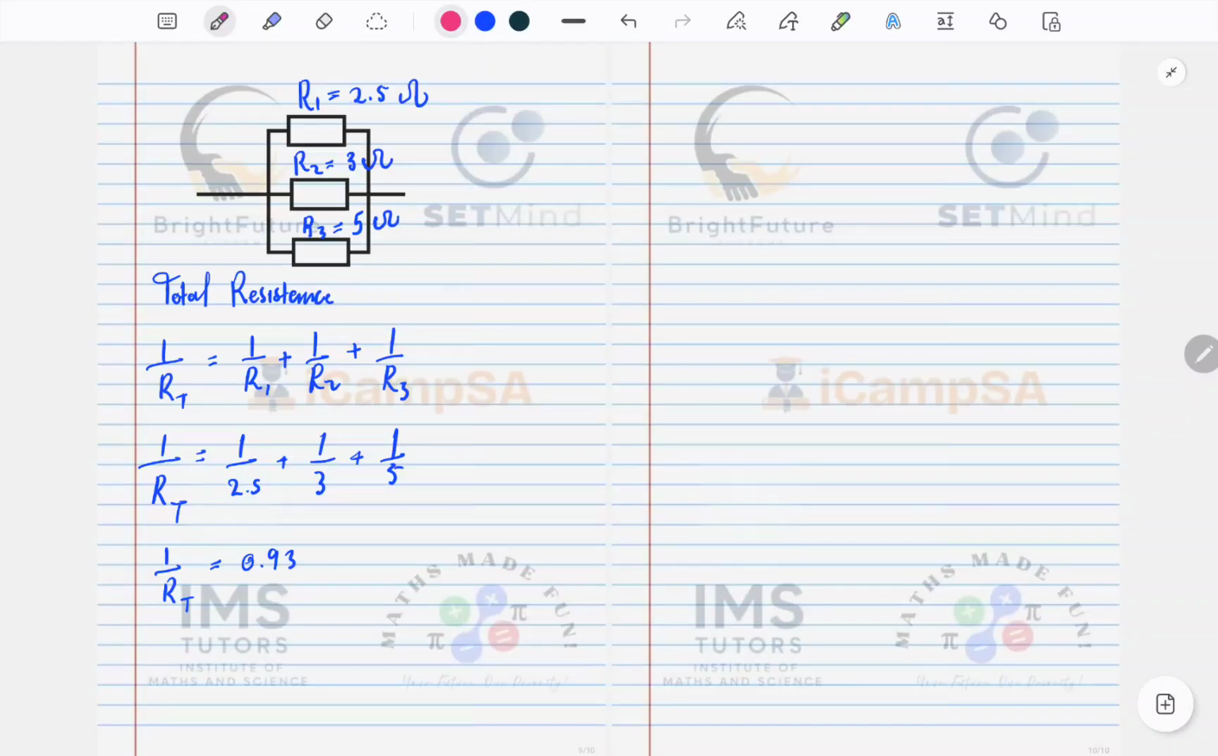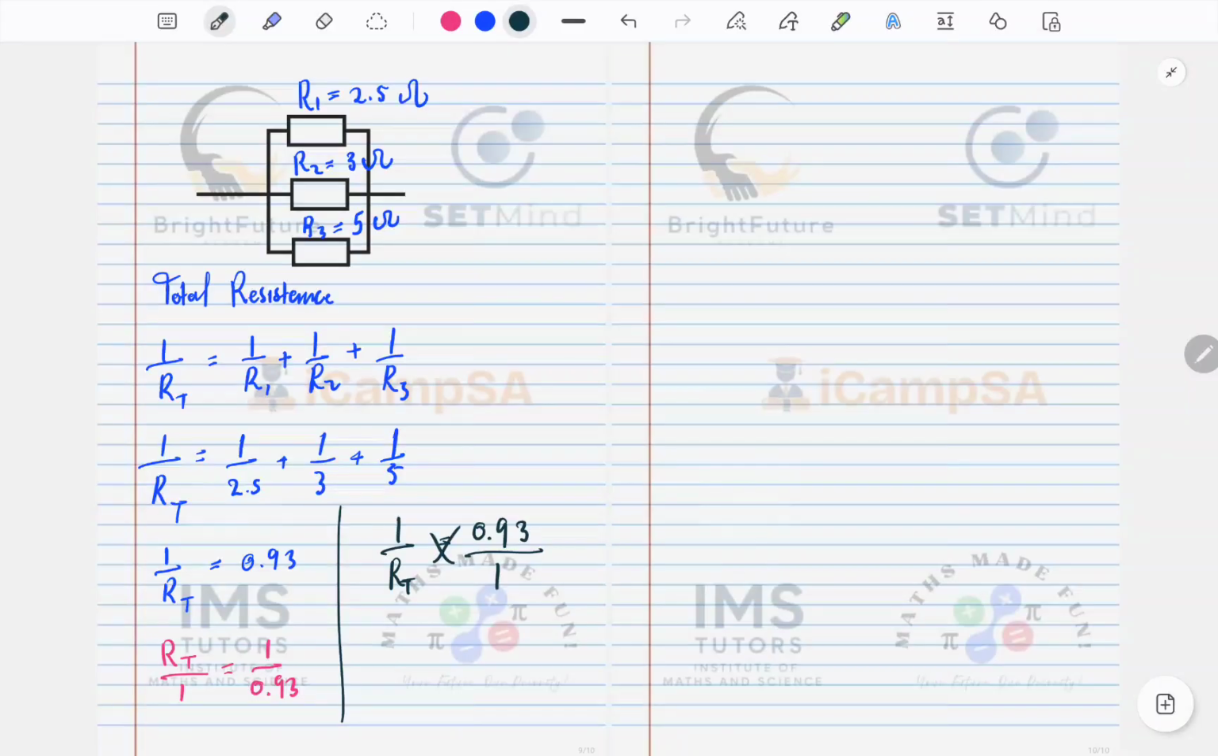So how do you change it? How it works is you turn it upside down. 1 over RT becomes RT over 1, and this becomes 1 over 0.93. How then did this come about? Let's take it from here. Let's take it from 1 over RT, which is 0.93 over 1.